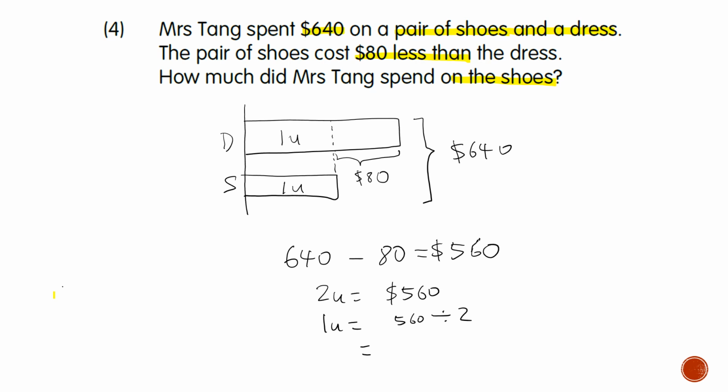So these two bars over here, you see how I circle this part is the same as this part over here. Okay, so 2 units equals to $560. So 1 unit equals to 560 divided by 2. Again, you have to do the working yourself, but you should get $280. And 1 unit is the shoes, right? So $280 is the answer. Thank you.